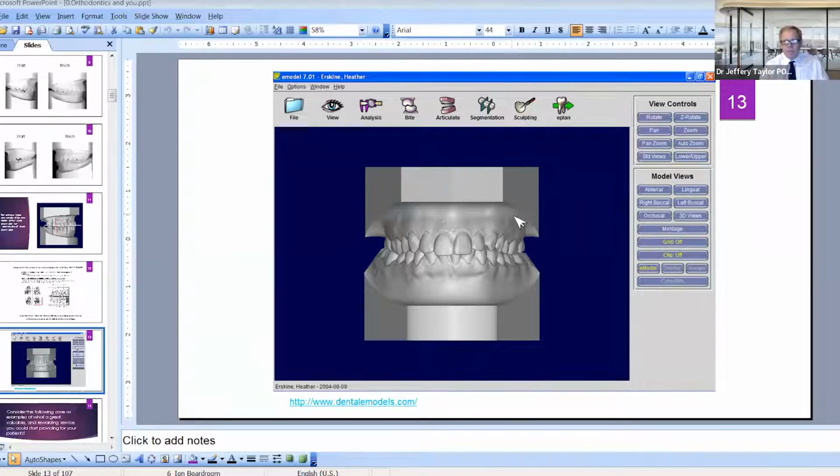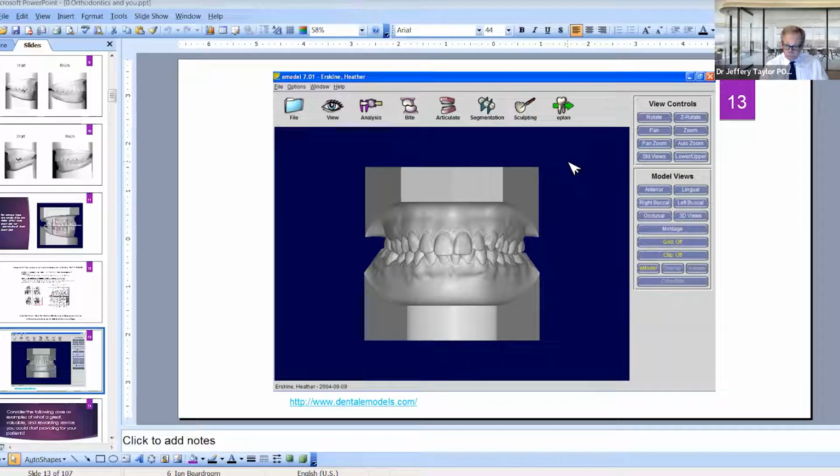And if I had more time, I would show you this website, because you can manipulate this model exactly like you have it in your hand. You can rotate it around. You can look at it from all angles. You can open it up and look at the occlusal view. And it takes a little while to get used to that if you're used to handling a cast. But today, this is the way everything is going.